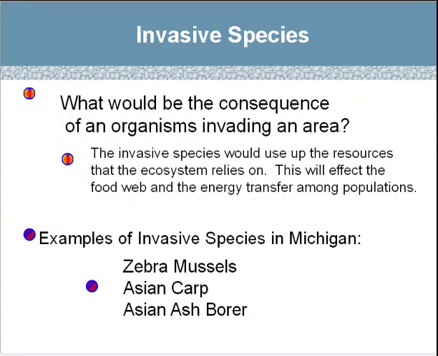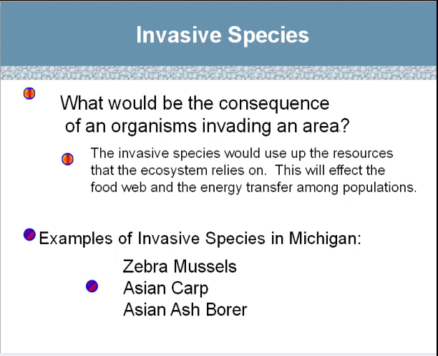Invasive species is one way that humans have an impact on the environment. Invasive species are species that are not natural to the area. They invade an area where they should not be. And a lot of times this happens because humans bring them into the population from other places. The consequence is that it uses up the resources that the natural ecosystem relies on.